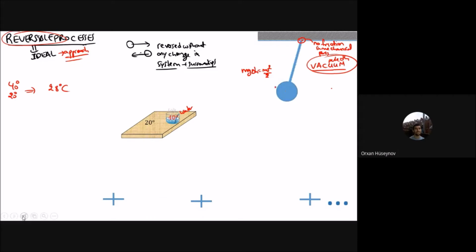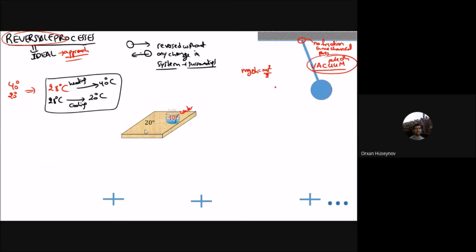What you should do is use some external device, some heating, and you have to increase this one to 40 back. At the same time, for the other device, you have to use some cooling and get it back to 20 degrees Celsius. These are the two processes that you should do. To get it easily, we can put a refrigerator here. That refrigerator will take the temperature of this 28 degrees Celsius here to 20 degrees Celsius.